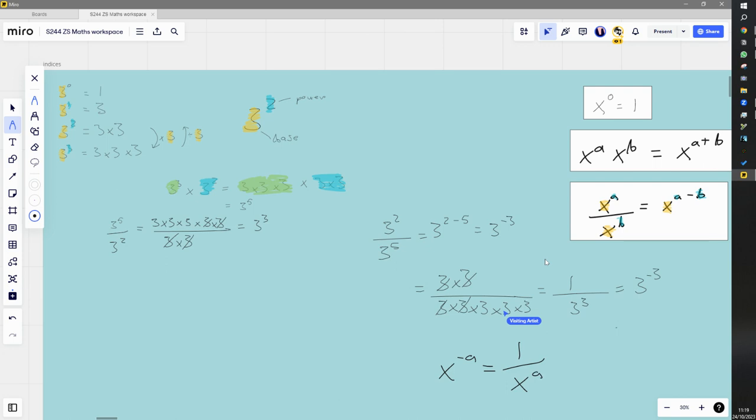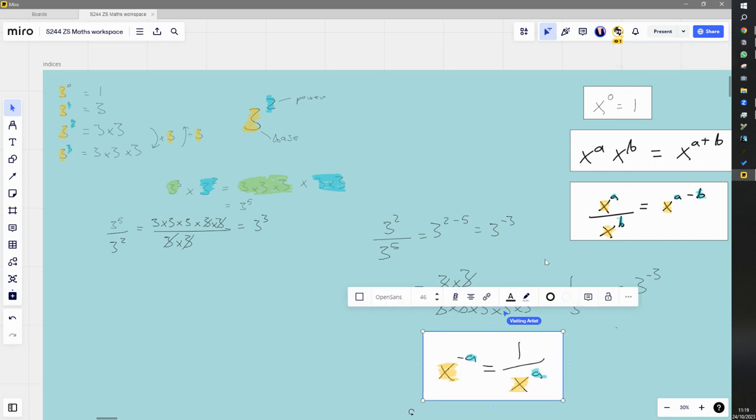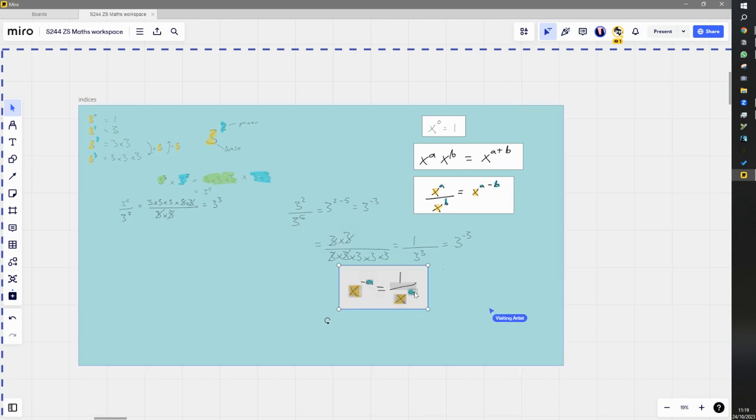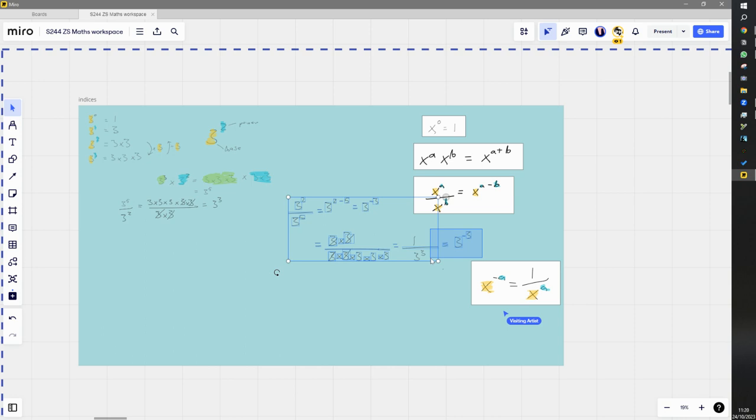So this is our fourth rule. Let's highlight the base. Well, okay, I'll highlight the power first then. And the base. Right. So this is our fourth rule. Still keep zooming out, don't I? I want to. Okay, there's my explanation for that one.